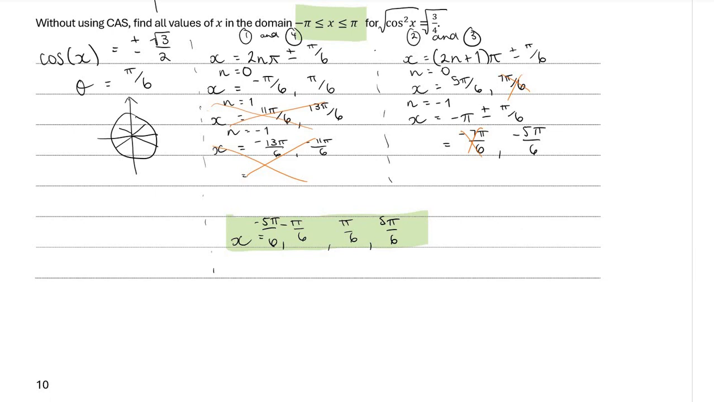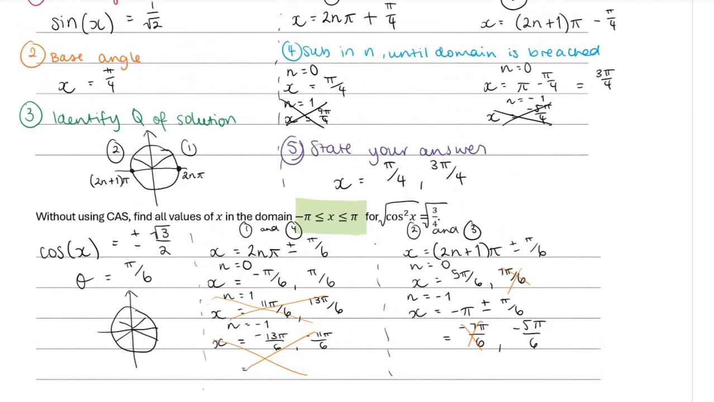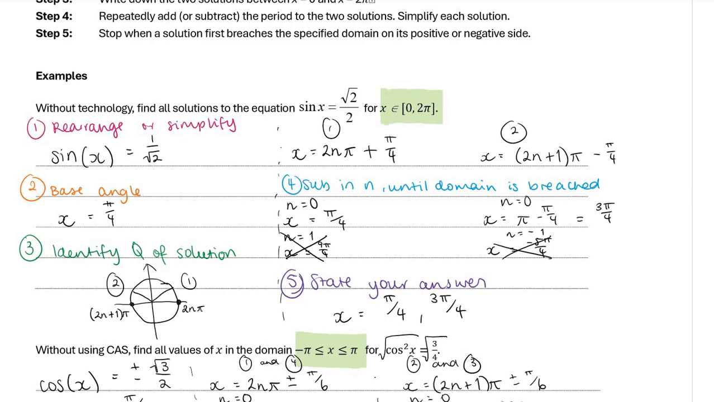So make sure that you follow the steps at the beginning. You should be able to solve any problem there, even if it looks a bit trickier. Rearrange to get sine of x or cosine of x by itself, or tan of x. And then find your base angle, identify your quadrant, and then sub in n until you breach that domain. And make sure at the very end to state your answer.